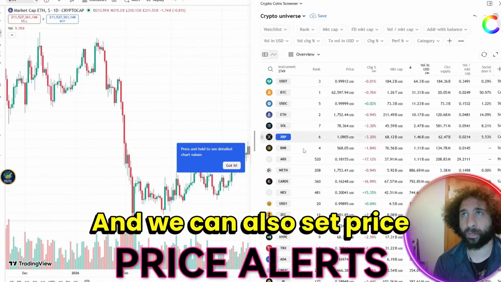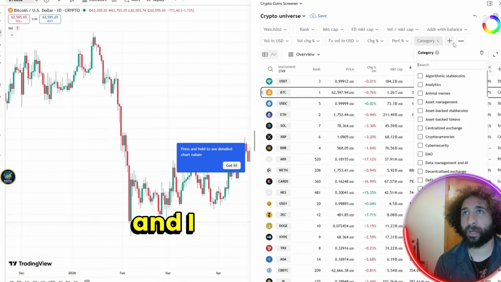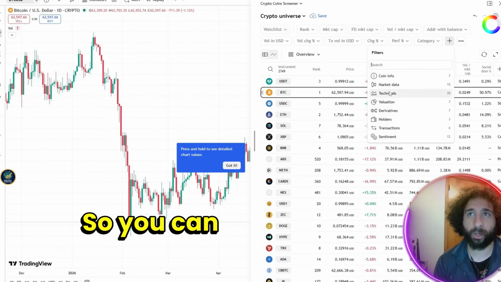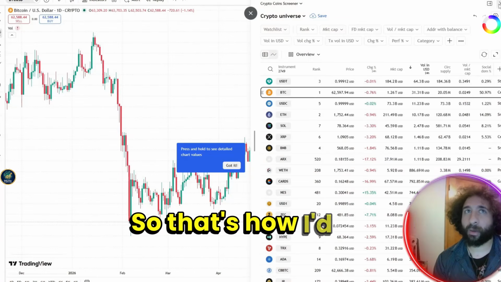And we can also set price alerts right here. Say Bitcoin goes up, I can go ahead and set a price alert, and I can also add different filters. So you can add technicals, market data, info, sentiments, and everything here. So that's how I'd go about using it.